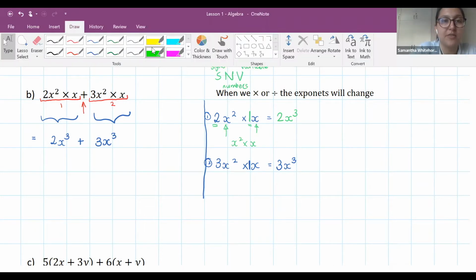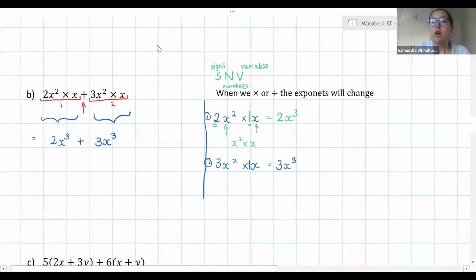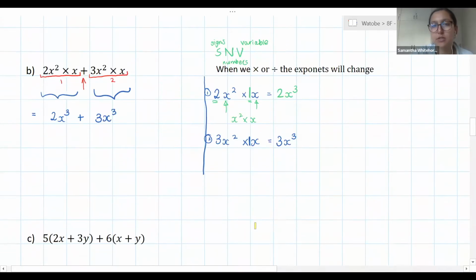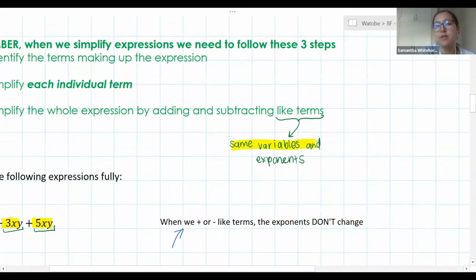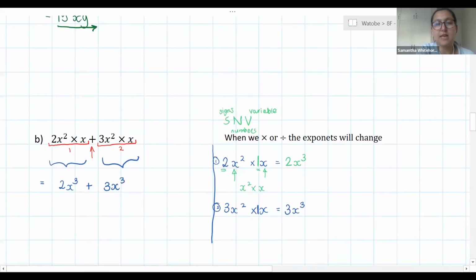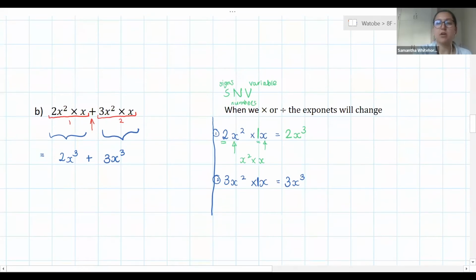I then want to check if I have any like terms here. So you guys can put it on the chat for me if you want. Are these terms like terms? You can just put a yes or a no. Are they like terms? And remember, of course, I'll just quickly scroll up. We said that like terms are terms with the same variables and exponents. So have a look here, same variable and same exponent. Are these like terms?